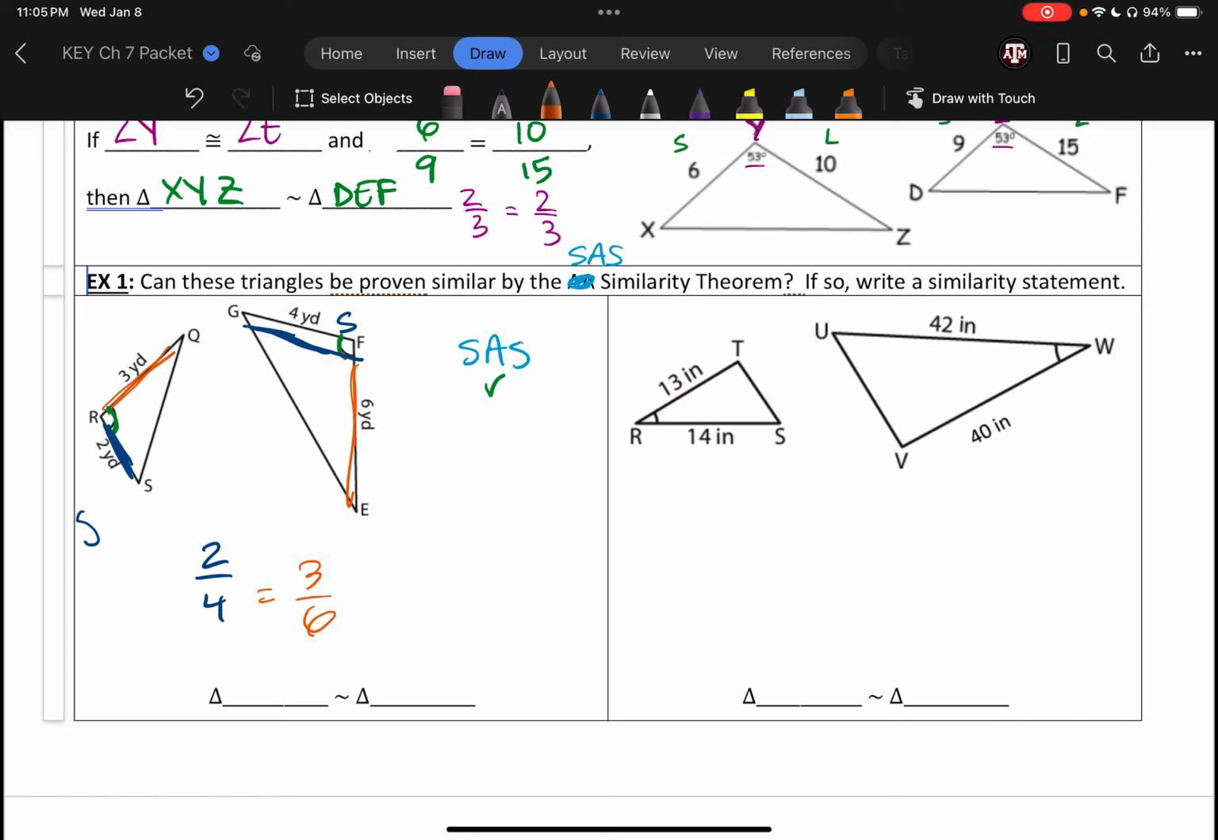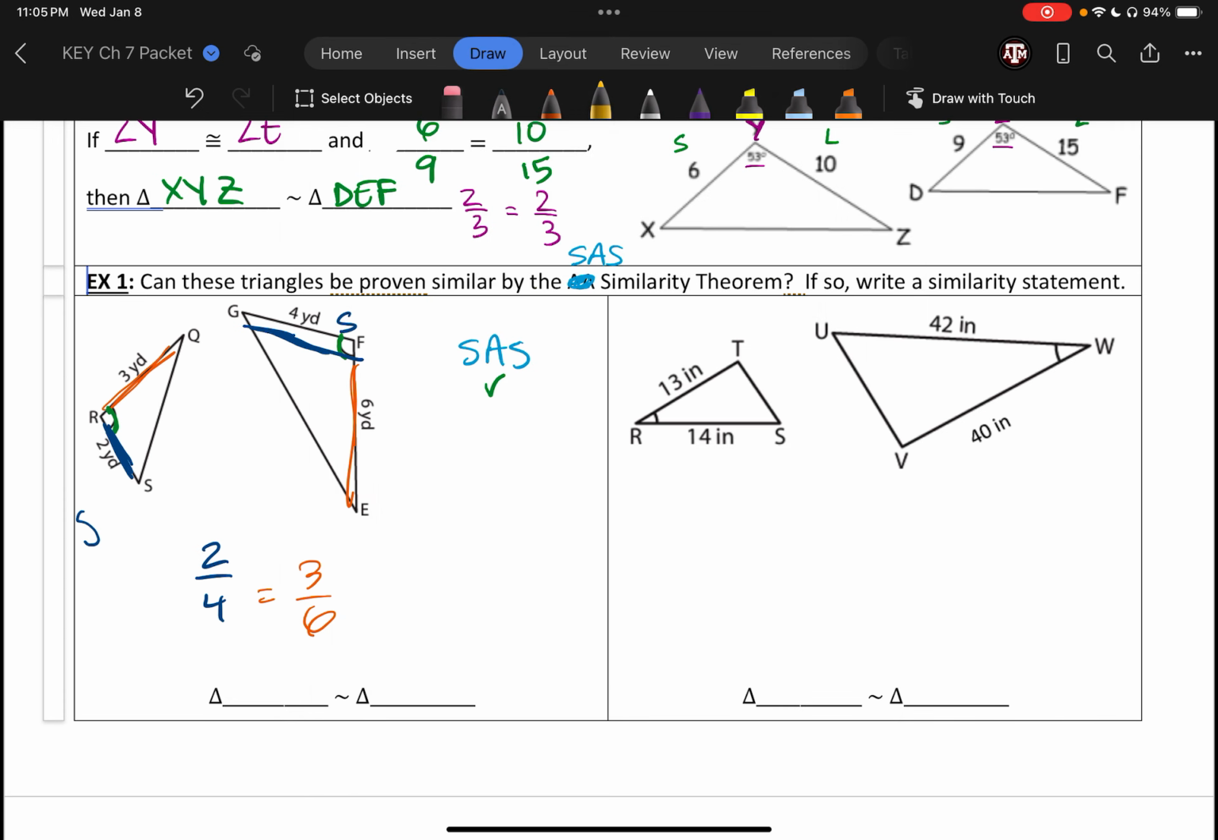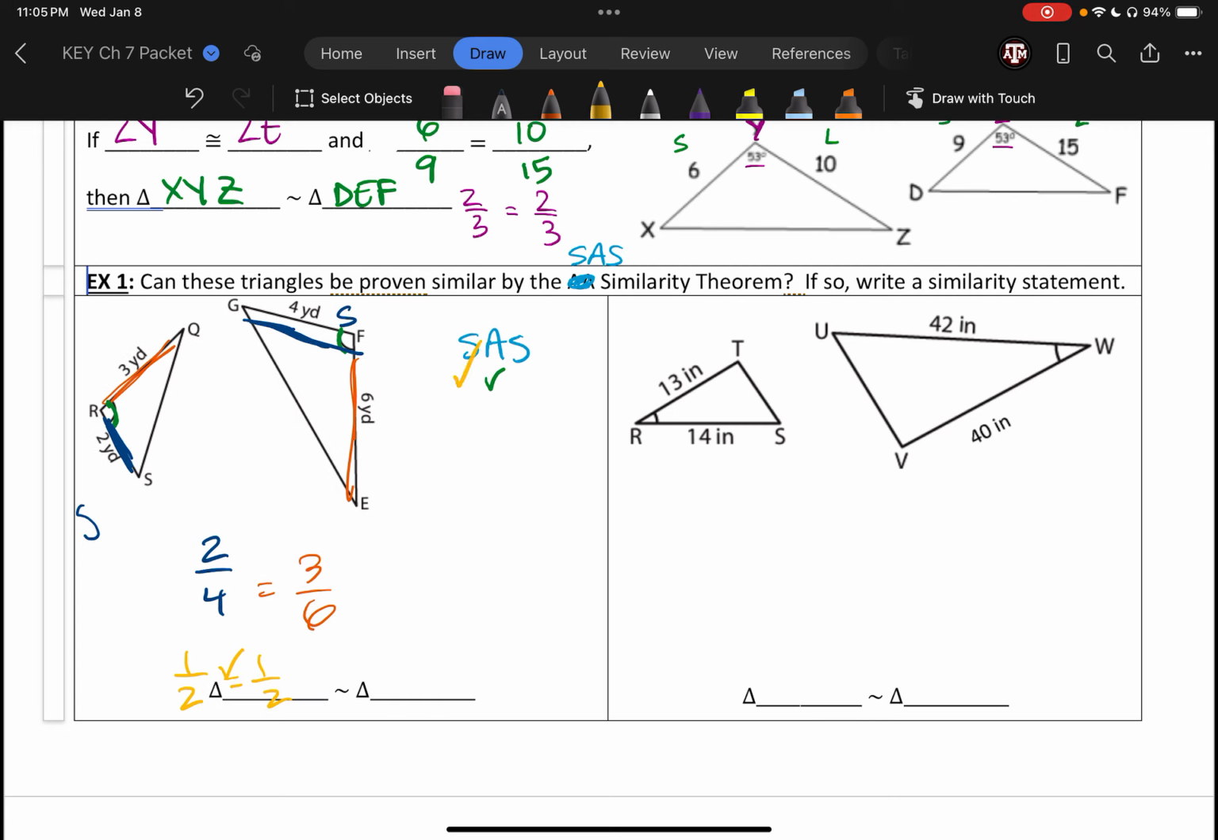What does 2 over 4 simplify to? Well, let's check. 2 over 4 actually just simplifies to 1 over 2. 3 over 6 also simplifies to 1 over 2. When those ratios are equal, that satisfies, hey, I got two ratios that are equal. That takes care of my two sides. So we can say that, yes, these triangles are similar by SAS.